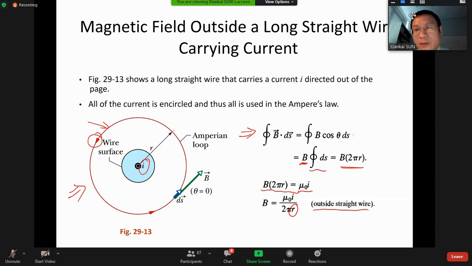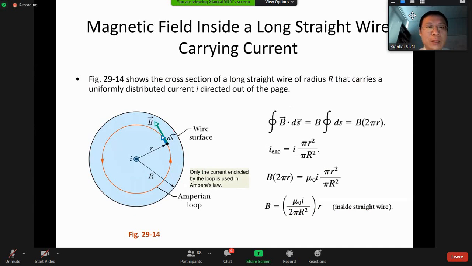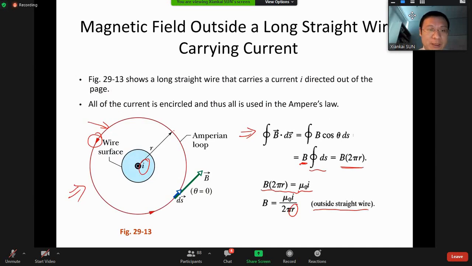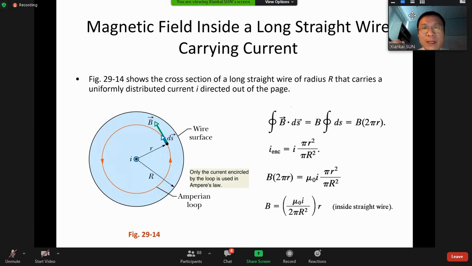Any questions? No? All right, I'm going to move on to the next scenario. On page 59, we're going to find the magnetic field inside the long straight wire carrying current. This current configuration is similar to the one in the previous slide, but if we want to find the magnetic field inside this long straight wire, then we need to draw an Ampere loop located inside the wire.